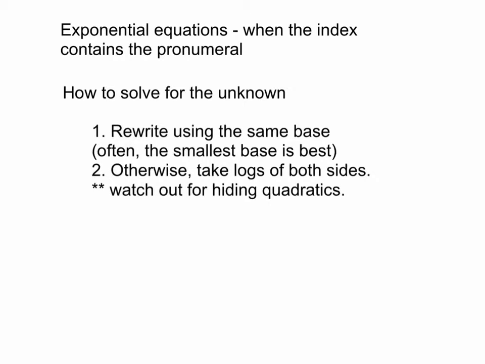So today we're looking at solving exponential equations, and that's when the index or the exponent contains the pronumeral or the missing letter. To solve for the unknown, you would start by rewriting using the same base. Often the smallest base is best. The second step is, if you can't do that, then you have to take logs of both sides. And you always look out for hiding quadratics.